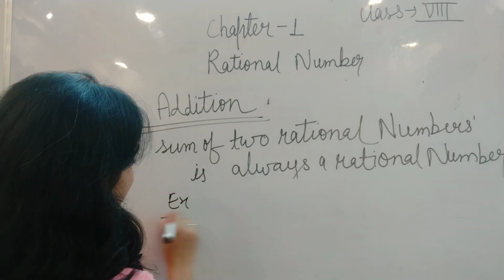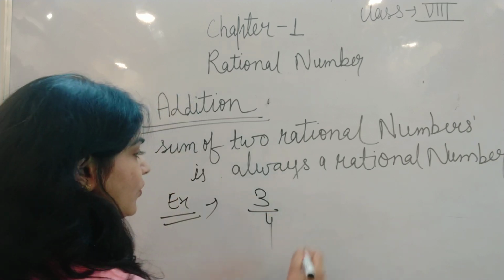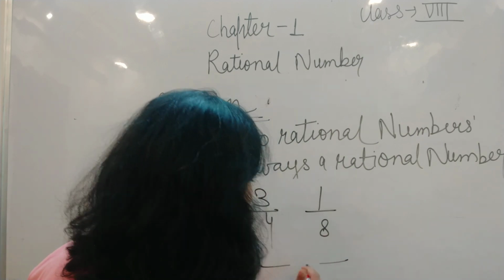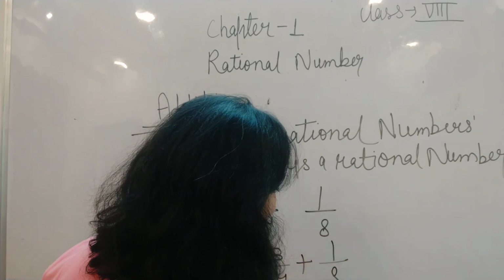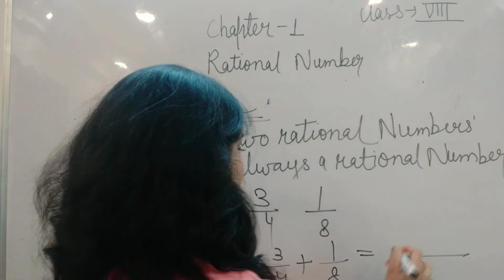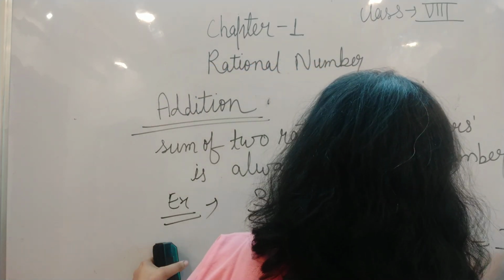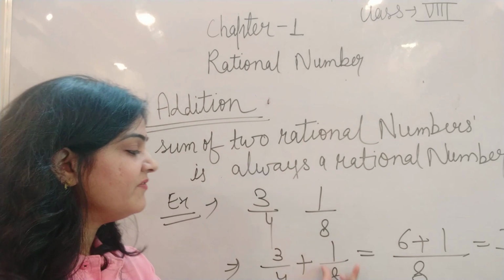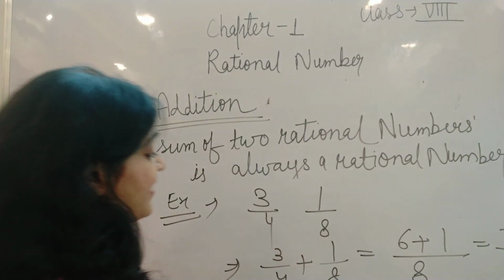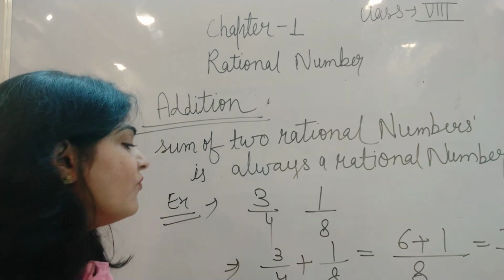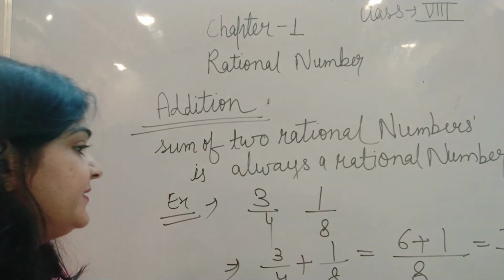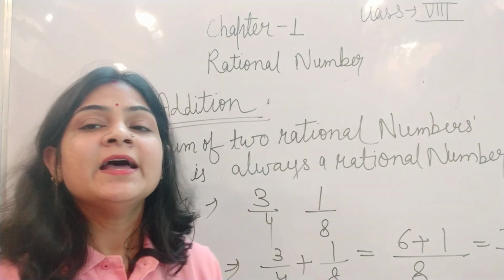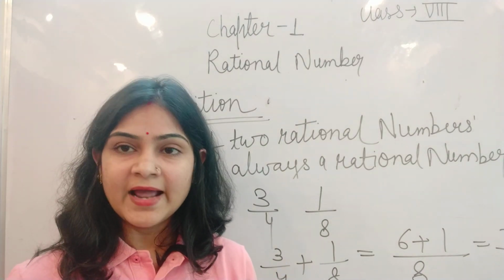Another example: I take 3 by 4 and 1 by 8. I again add these two numbers, 3 by 4 and 1 by 8. What will come? 7 by 8. 3 by 4 is a rational number, 1 by 8 is a rational number. When we add these two rational numbers, we get 7 by 8. This is also a rational number. So we say that rational numbers are closed under addition.